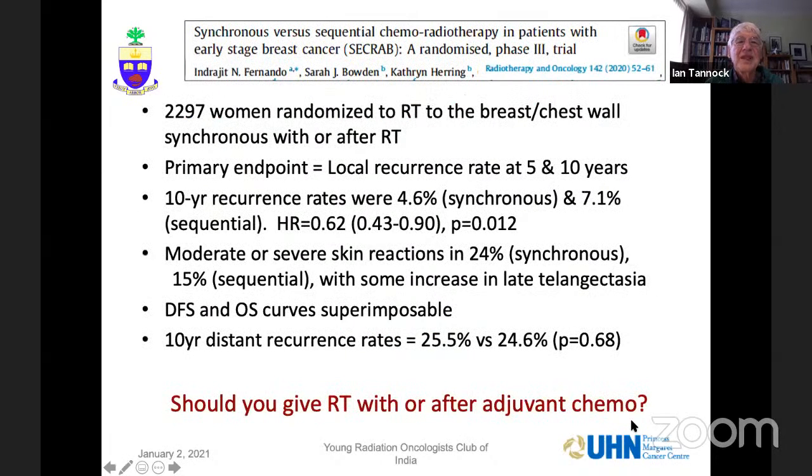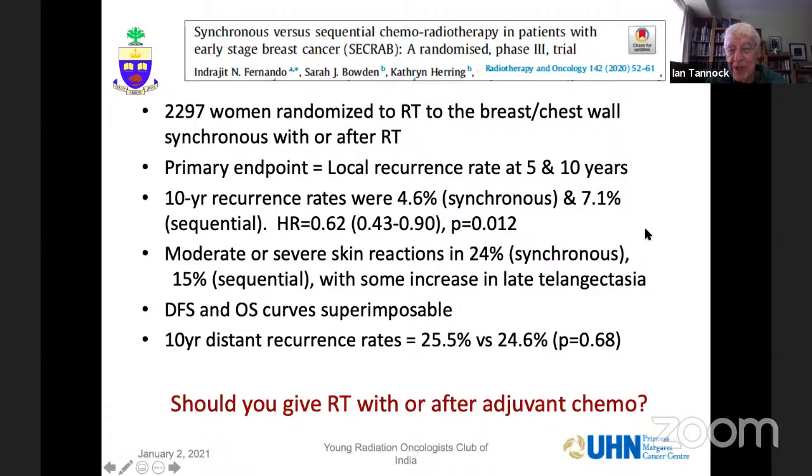Okay, let's move on. Synchronous versus sequential chemoradiotherapy in patients with breast cancer. So this is a large trial. It's 2,300 women essentially randomized to radiation therapy to the breast or chest wall, synchronous with or after chemotherapy. The primary endpoint was local recurrence.